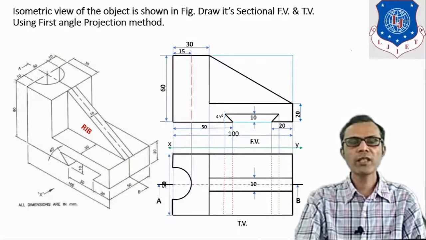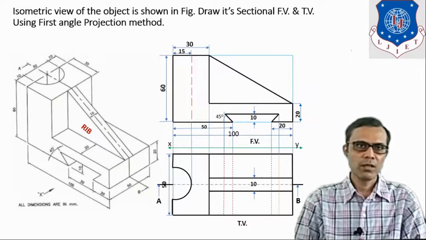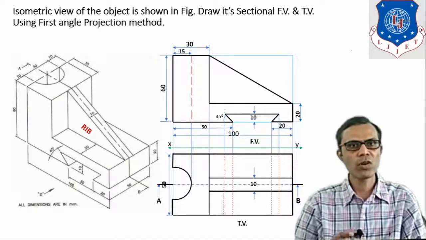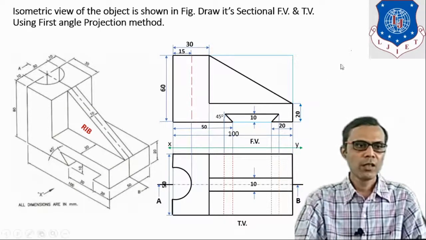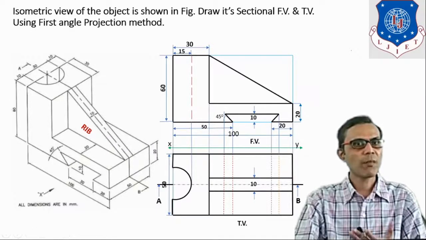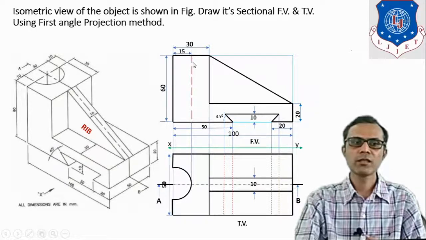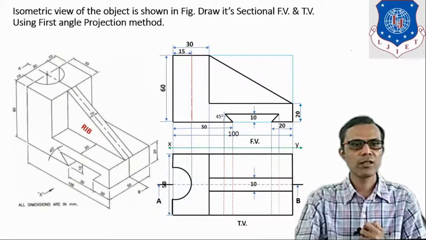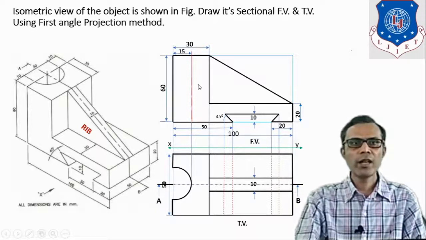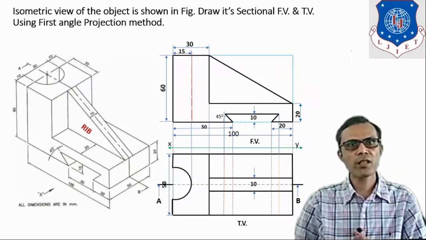Now what will be the difference between this normal front view and sectional front view? So what happens after taking section? This semicircular hole, which was invisible, becomes visible after taking section. So this hidden line, this dotted line, is to be replaced with a continuous line. So that is the first change. This hidden line is replaced with a continuous line, and now we have to draw the hatchings or section lines.